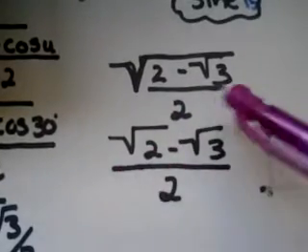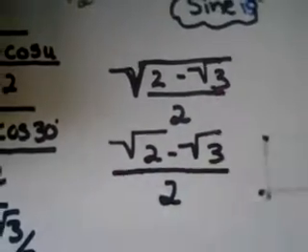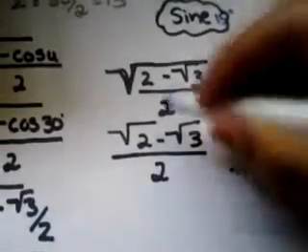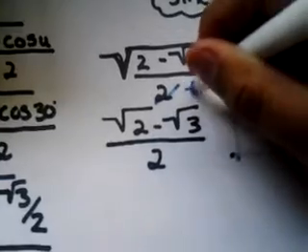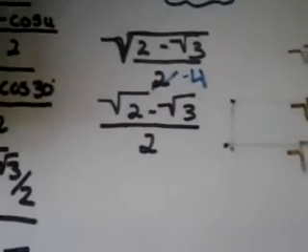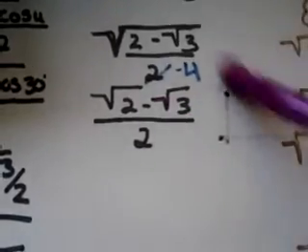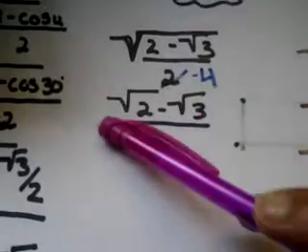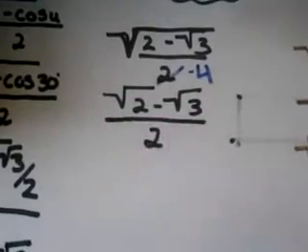And then the final answer, oh, I made a mistake. It's supposed to be 4. I'm sorry, because 2 times 2 is 4. That's supposed to be 4, and from there, it'll just simplify into that. And make sure the line is crossing the 2.